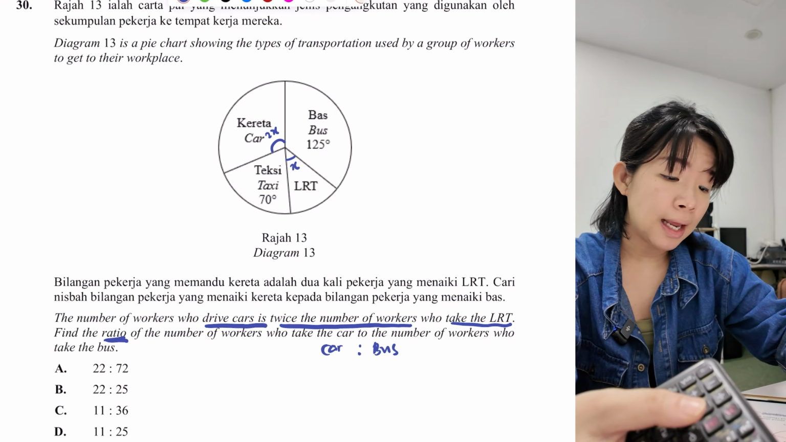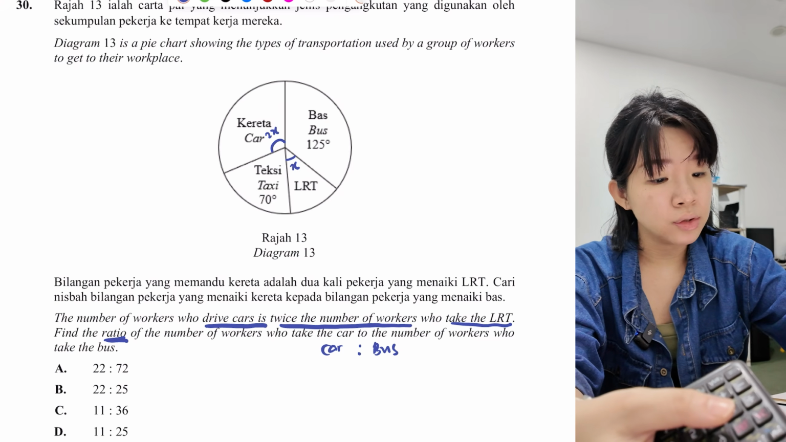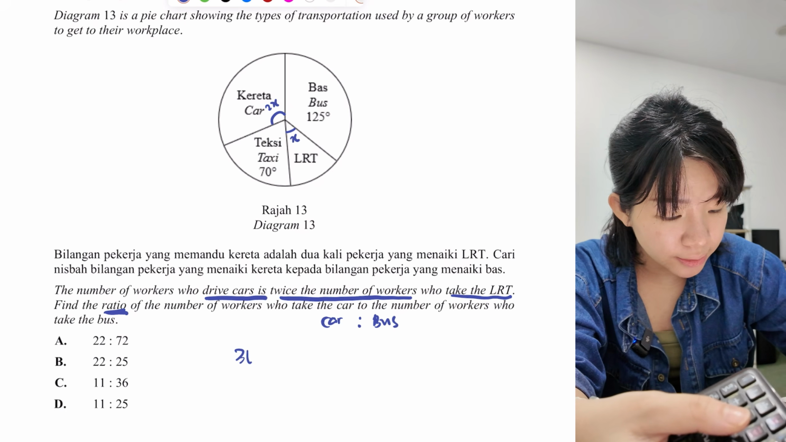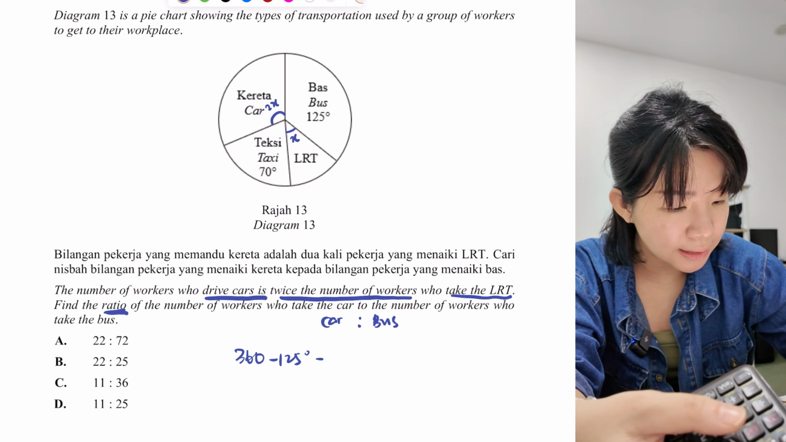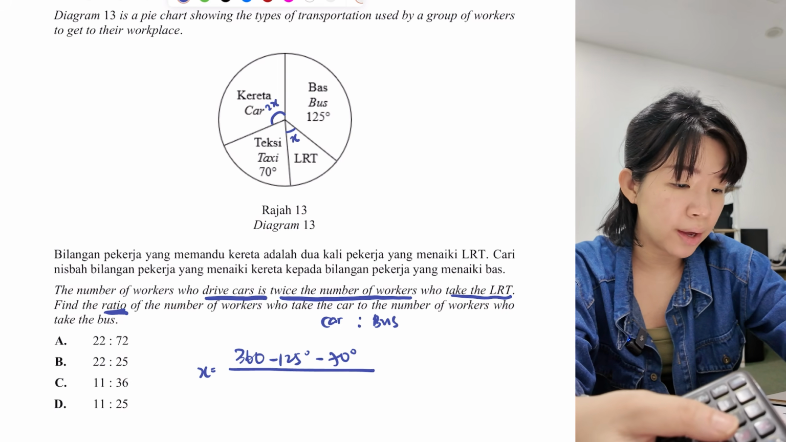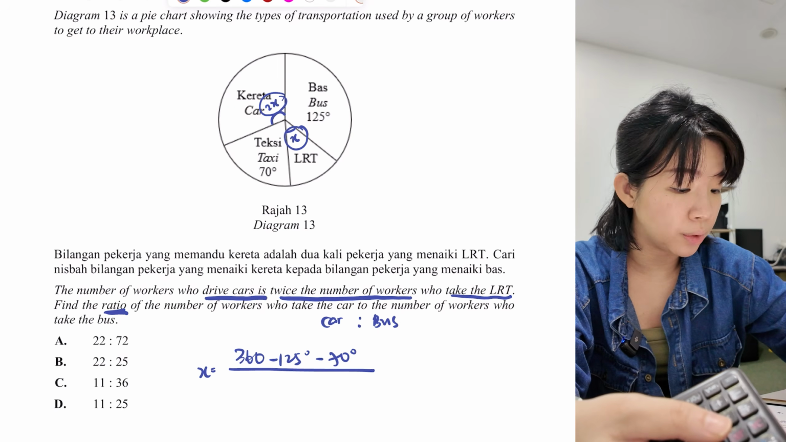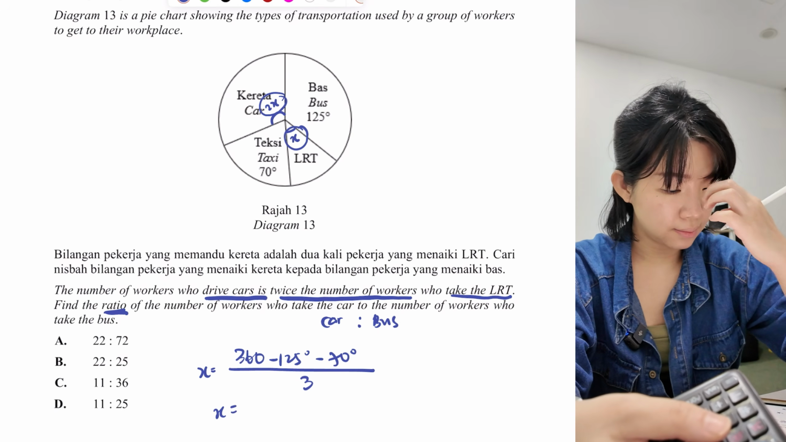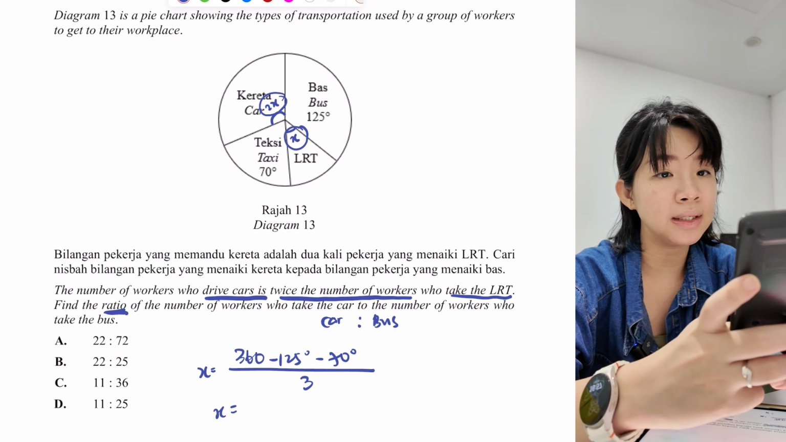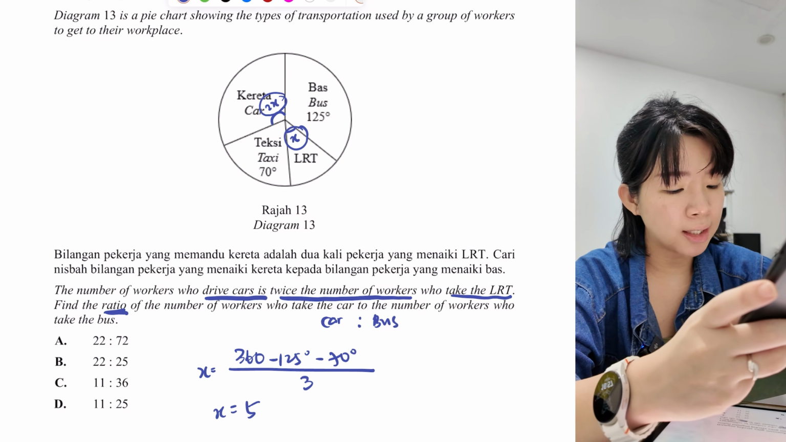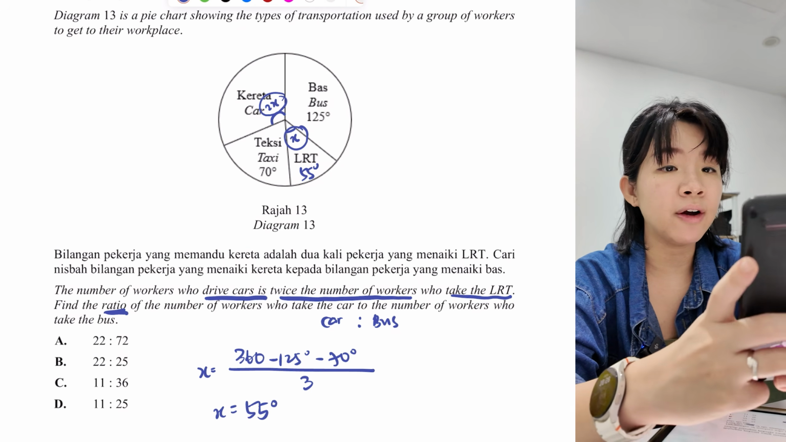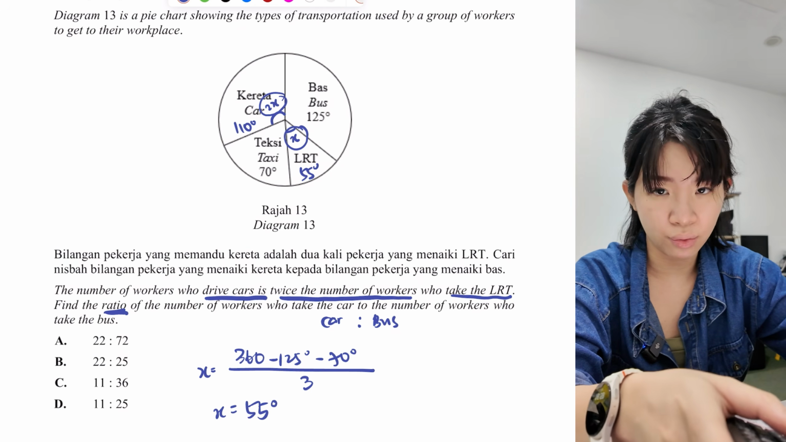Now first find the x. x is actually how many degrees? The pie chart is 360, so everything added together is 360. So we take 360 minus 125 minus taxi 70, and at the end divide by 3, because we have 2x and 1x, total 3. So x is 360 minus 125 minus 70 divided by 3. So x is 55. Then 2x, so 55 times 2 will be 110 degrees.